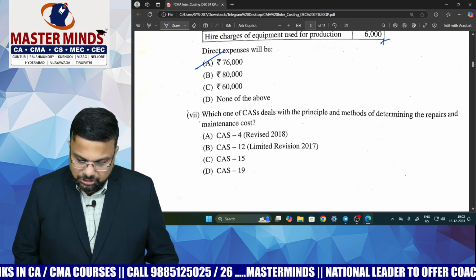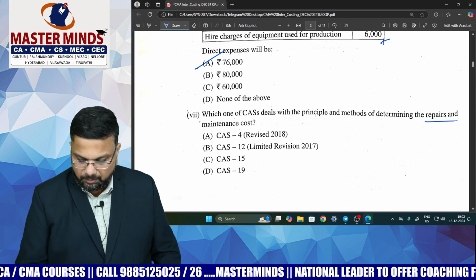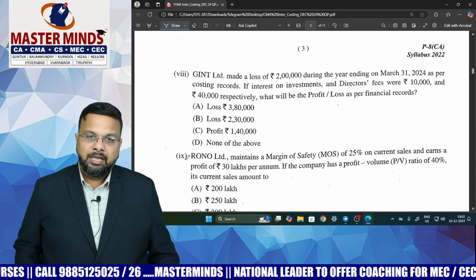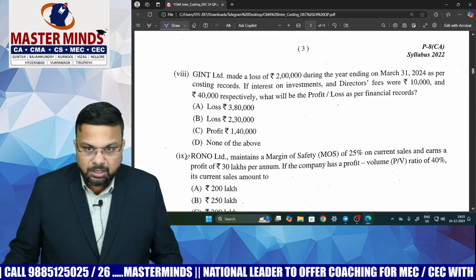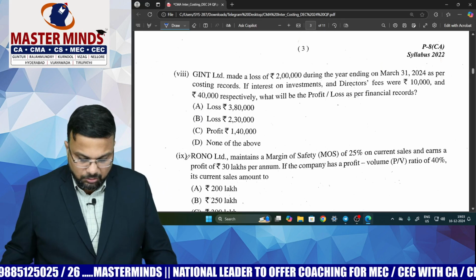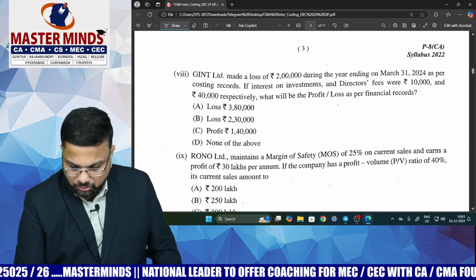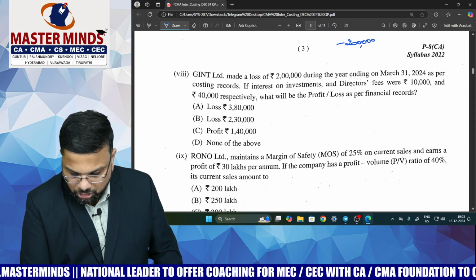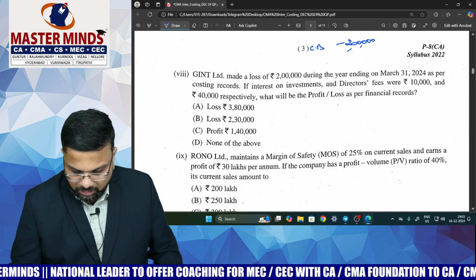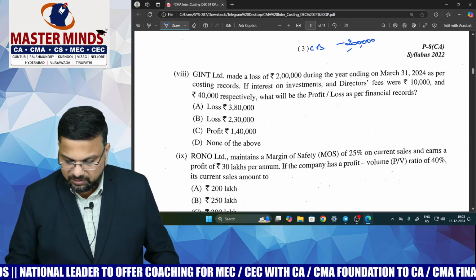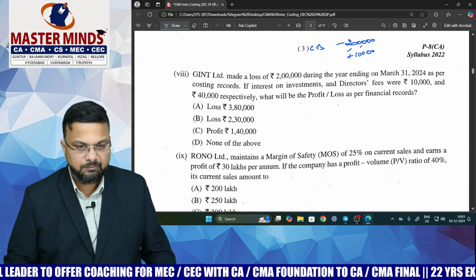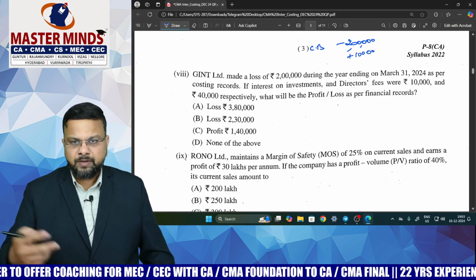Which of the cost accounting standards deals with the principles and methods of determining repairs and maintenance costs? CAS 12. Okay. Again, it's related to, if I'm not wrong, our cost bookkeeping. Costing loss is given as 2 lakhs. This is cost books information. Interest on investment received is given as 10,000, which should be added because it appears in financial books. So financial profit will be high, costing profit will be low, so we have to add it.